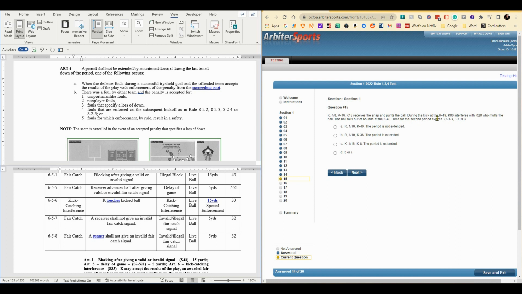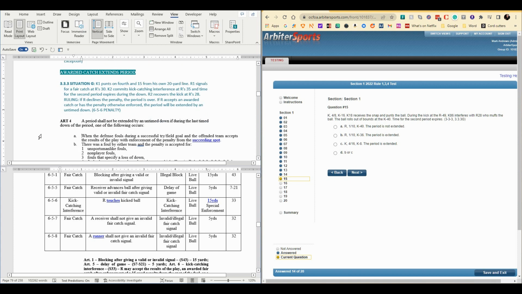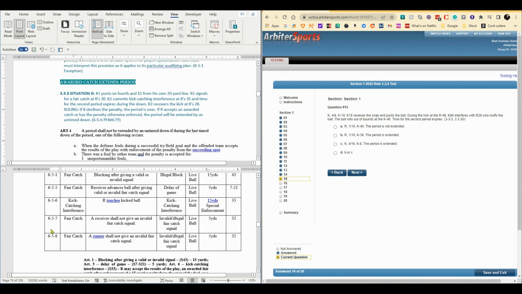Now the question is, where do we enforce? And if you look at the case study that he points at, it refers to the 6-5-6 penalty. So this is kick catching interference. Okay, I'm not going to read the case book. You can, but if we go down to 6-5-6 penalty enforcement, kick catching interference.